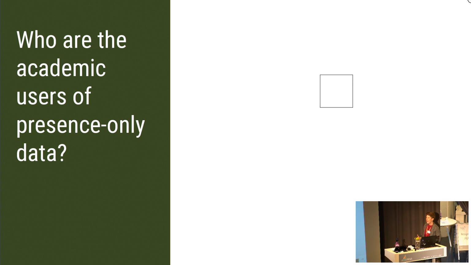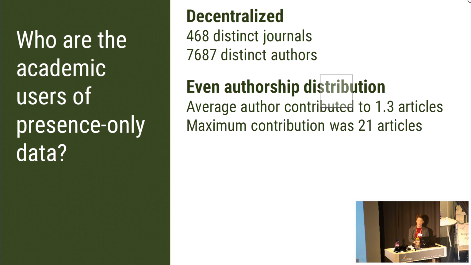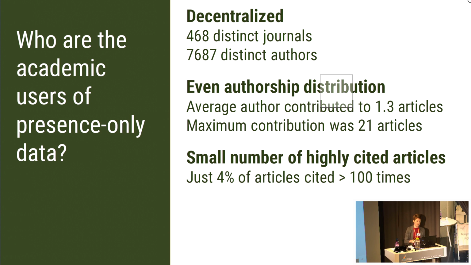But then broadly speaking, who are these academic users, these researchers writing papers using presence-only data? Well, one of the first things we saw is that it's a really large and decentralized group of researchers. In the 2000 papers that we looked at, there were well over 7,000 distinct authors in nearly 500 distinct journals. So very spread out. And the average author contribution was relatively low, so we're guessing that these are mostly authors who don't only work with presence-only data, but who just sometimes incorporate it into their broader research. Just a small number of highly cited articles.